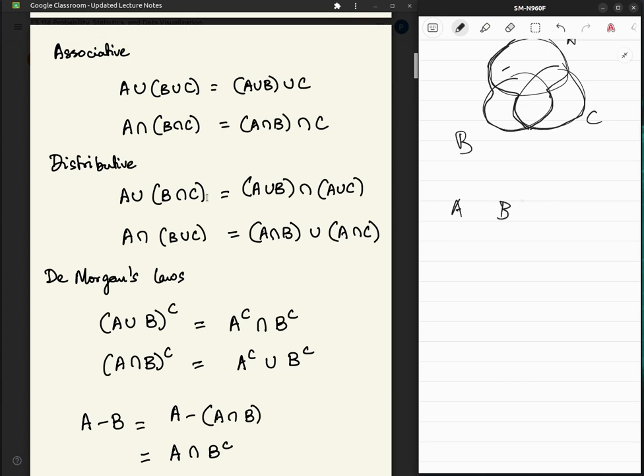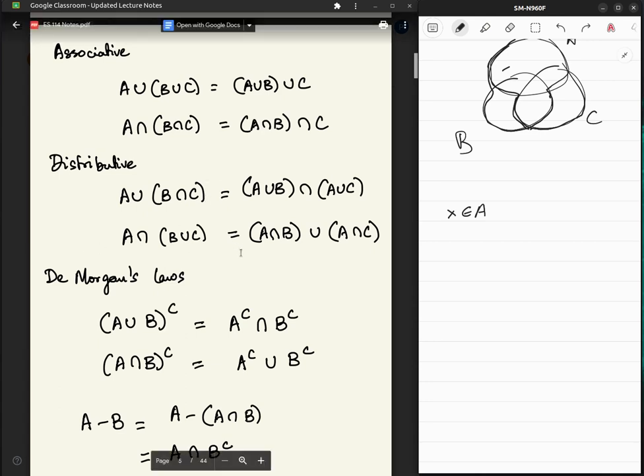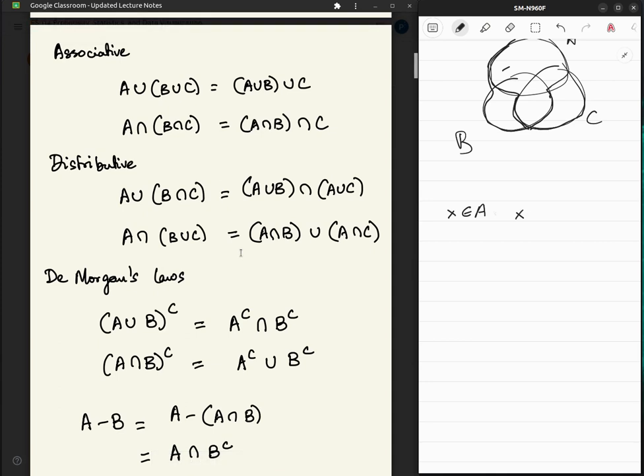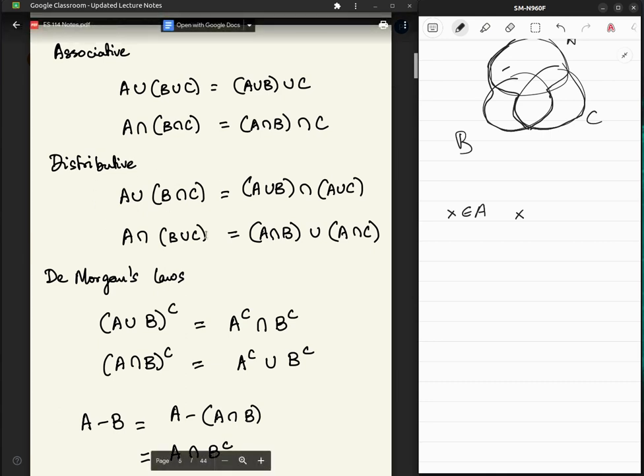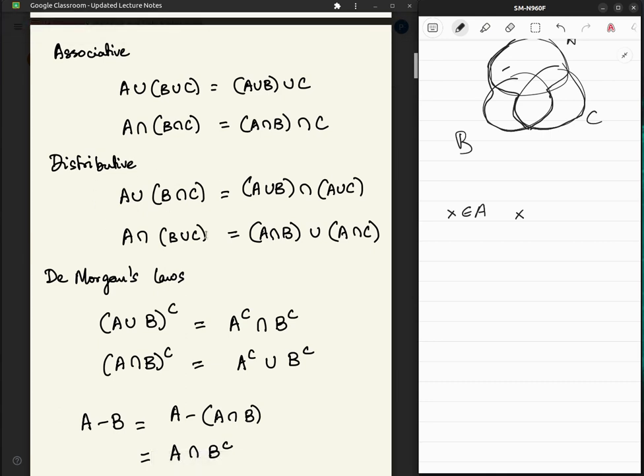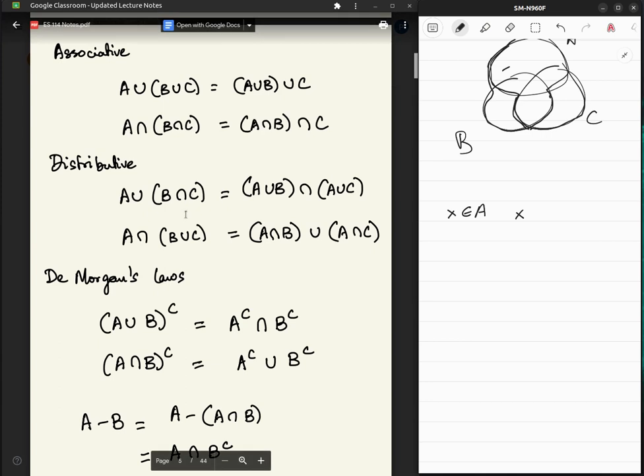The truth table will basically be: is some element x belonging to A? Let's just call it small x, okay? So is some element x belonging to A? This will return a true or false statement, something like that. And if it returns a true statement for this complete thing, then I'll say that x actually belongs to this set.